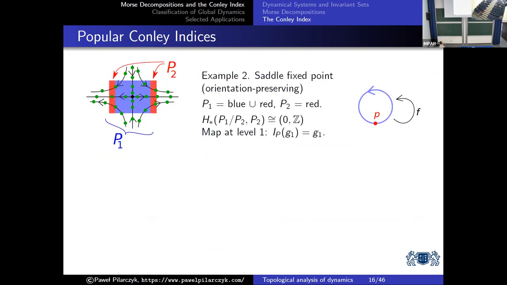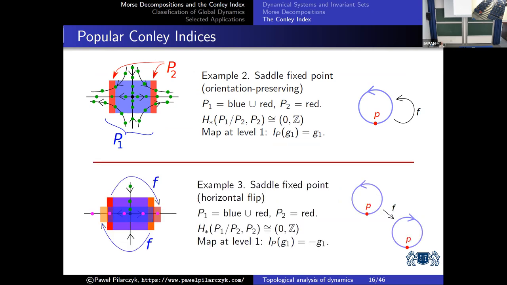Now, if we have a saddle point, then actually we can have two different cases. If this is a map that comes from the flow, then it will preserve the orientation, of course, and we also get the identity as the map in homology. On the other hand, if we have a map that reverses the orientation, you can think of this rectangle being squeezed in one direction, stretched in the other, and then flipped the other way. So this part of the exit set is mapped to this little part of the exit set. This part of the exit set is mapped to this part.